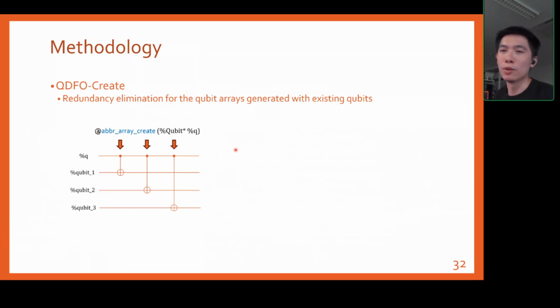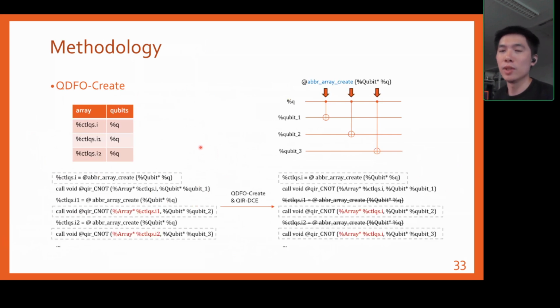Also, we designed the QDFO create to eliminate the redundancy of the qubit arrays that are generated from the existing qubits. In our method, we adopt a similar strategy to QDFO load by determining whether the qubits stored in each qubit array are identical, and replacing the pointers of the newly generated qubit array with the corresponding previous pointers. In this example, we replace the control qubits I1 and I2 with the control qubits I1.